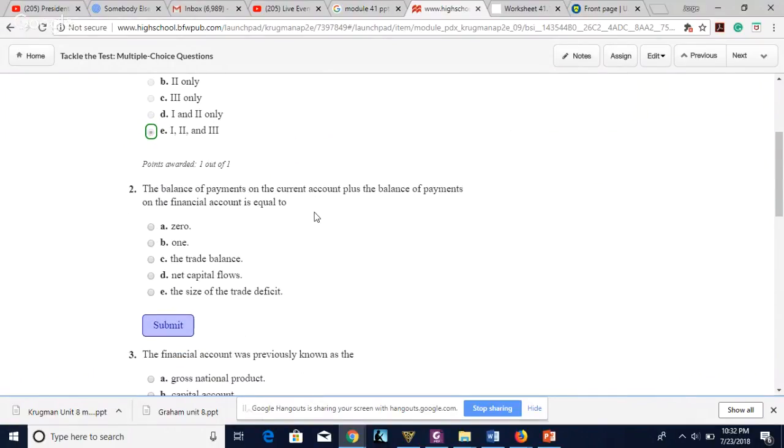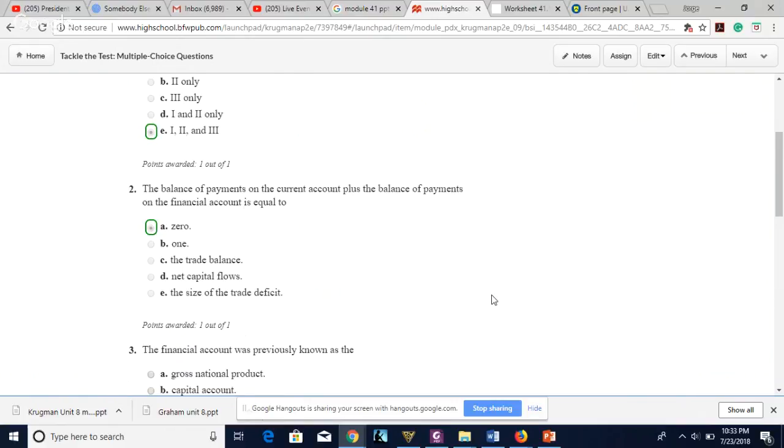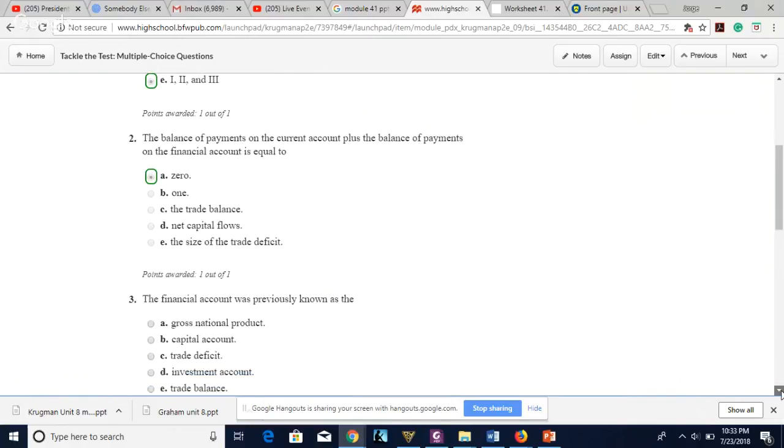Let's do one more or two more. The balance of payments on the current account plus the balance of payments on the financial account is equal to... Remember guys, if we have a deficit on the current account, we must have a surplus on the other side, on the financial account. So I would say that the balance of payments on the current account plus the balance of payments on the financial account is equal to, let's check this one. Yes. So actually the current account and the financial account must add up to zero. Okay, zero. All right, let's do one more.